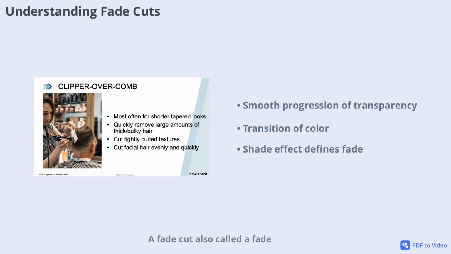A fade cut, also called a fade, is a smooth progression from complete transparency and scalp exposure to no transparency and no scalp exposure. This results in a transition of color, producing a shade effect. The gradient of color is what defines the fade, making it a popular and stylish choice for many clients. We'll discuss how to achieve this effect and the importance of blending for a seamless look.